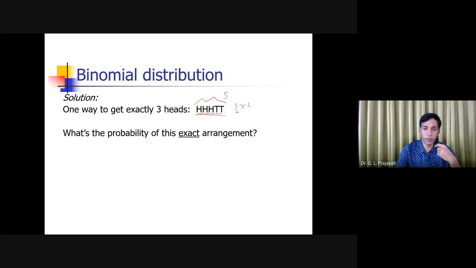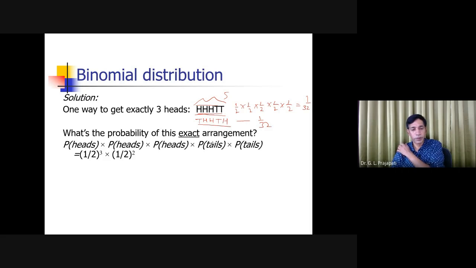1 by 2 multiplied by 1 by 2 multiplied by 1 by 2 means this. Then for this also 1 by 2 and 1 by 2. This is 1 by 32. So for getting the answer for one combination, you know that we have computed the probability of the head multiplied by the probability of the head, then the probability of the tails, the probability of the tails, and 1 by 2 is the probability of head.